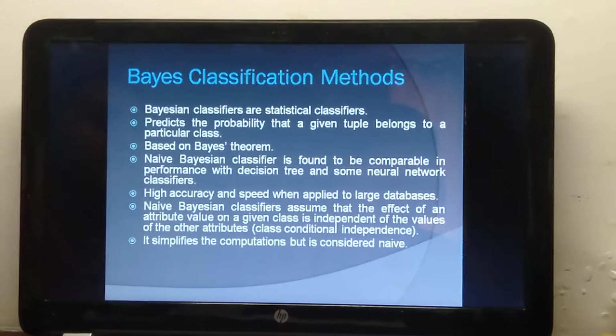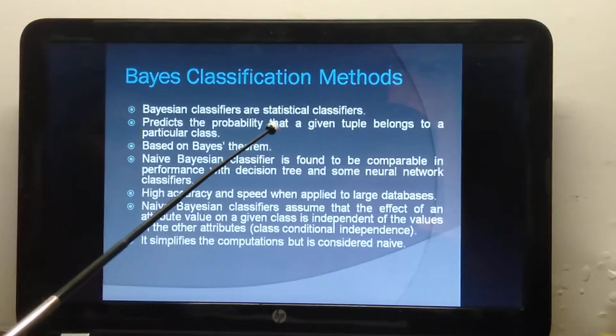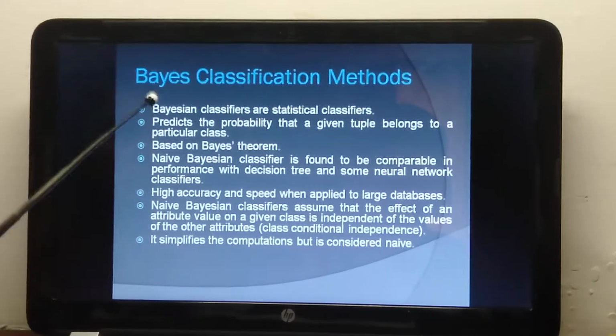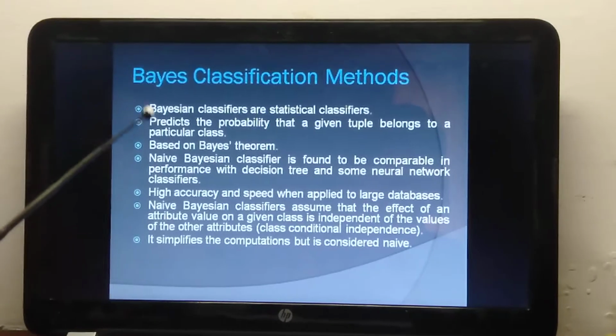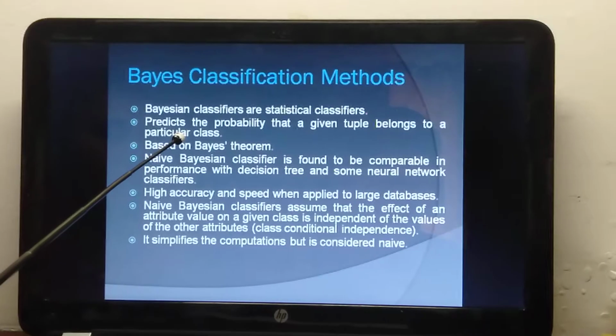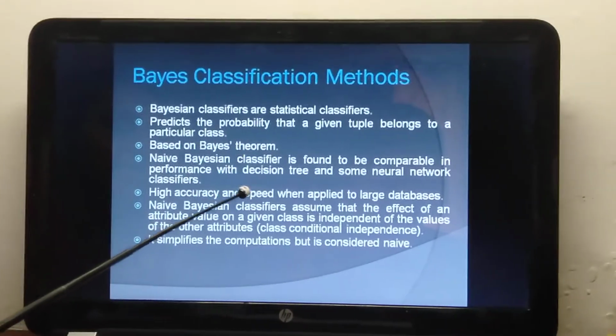Now, Bayes classification method is a statistical classifier. Statistical probability is used for Bayes classification. It is a prediction: it predicts whether a given tuple belongs to a particular class, and that is done based on Bayes theorem. We will be revising Bayes theorem.